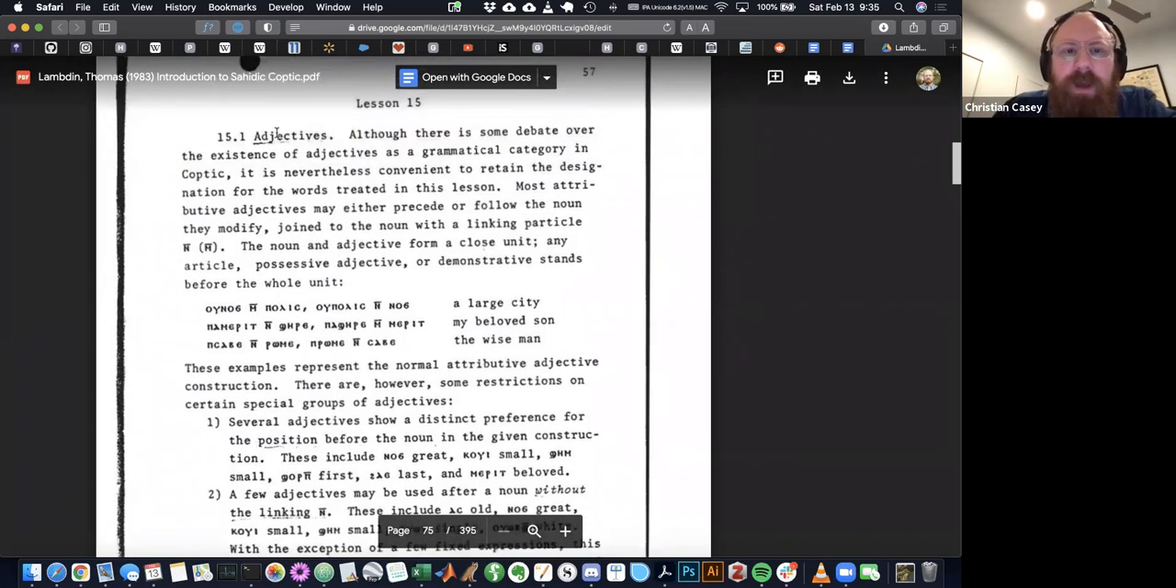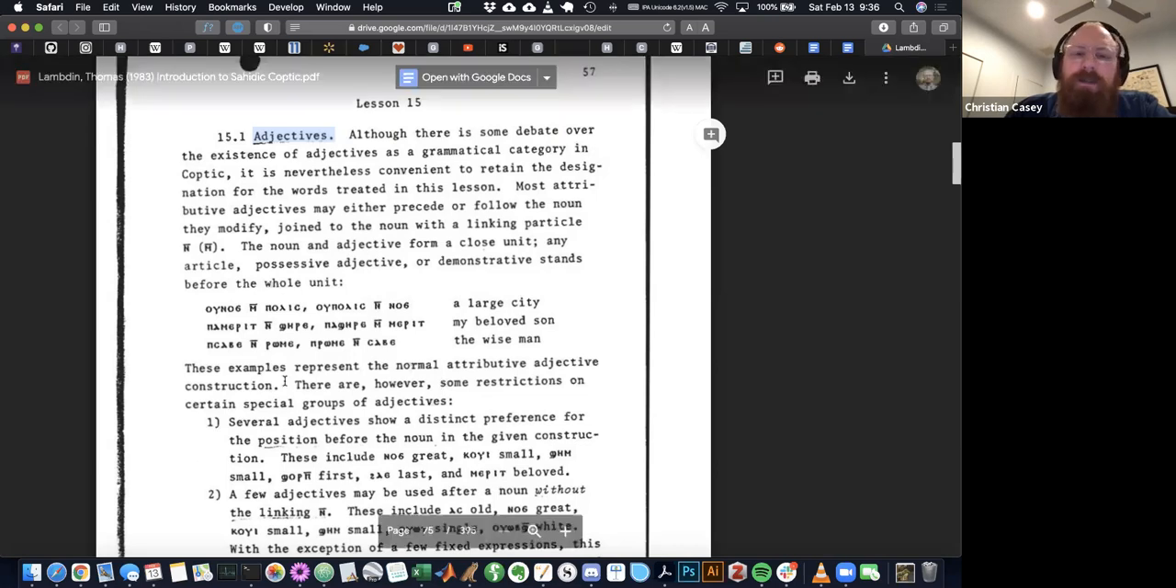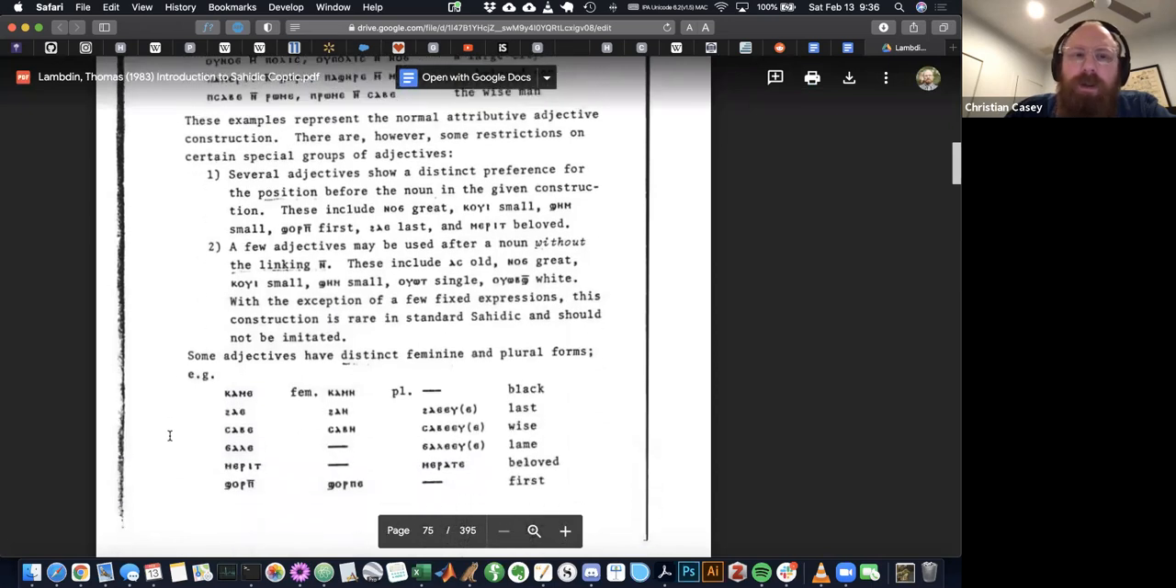But then in lesson 15, we have adjectives. And adjectives sound just so nice and easy, but it is actually horribly fraught, because many people will argue that Coptic doesn't have any adjectives. Coptic has, or it has one adjective, nim, the word every, which is really always a quantifier. Coptic adjectives are also nouns pretty much always.